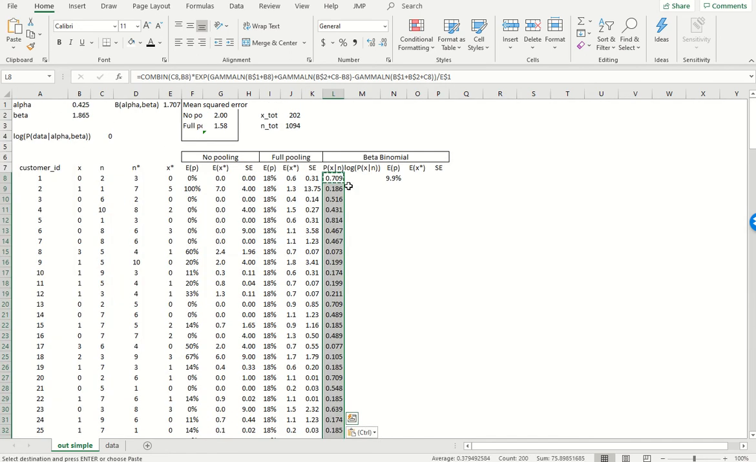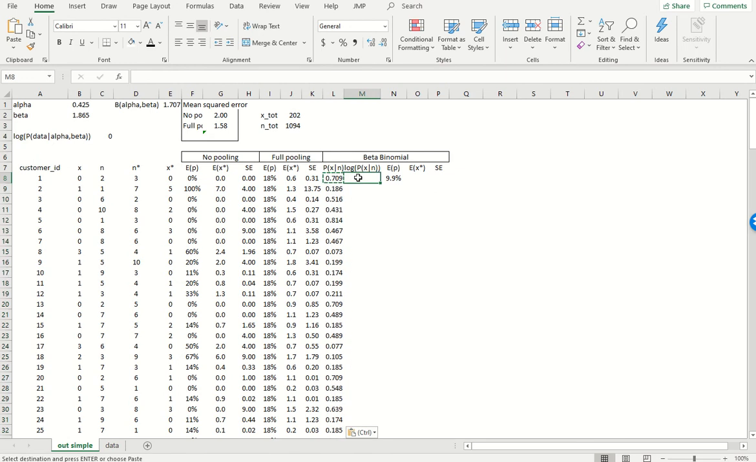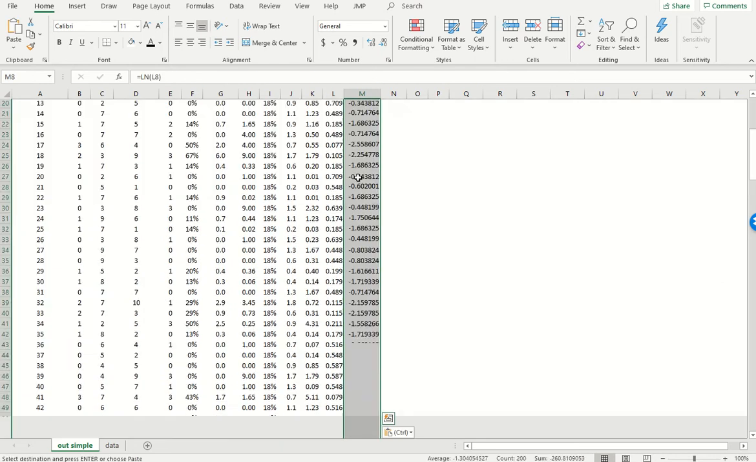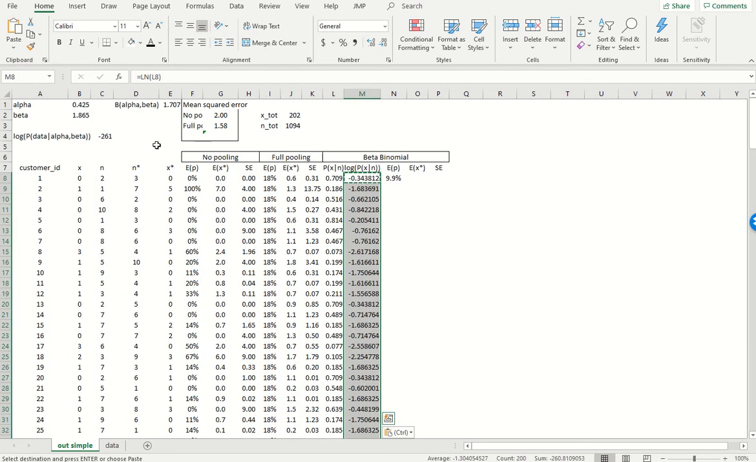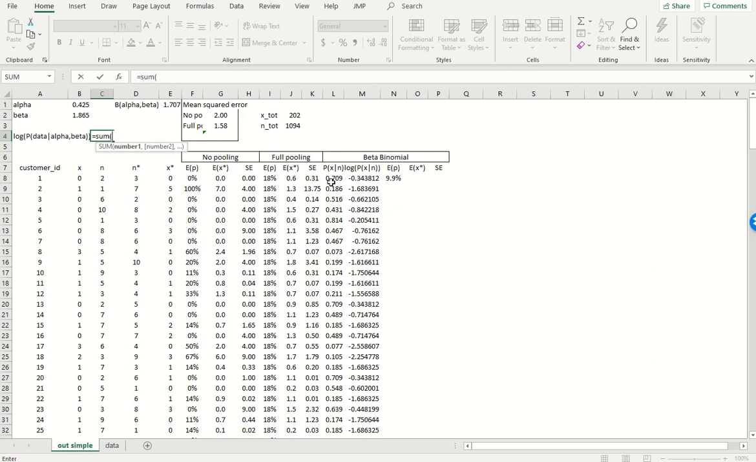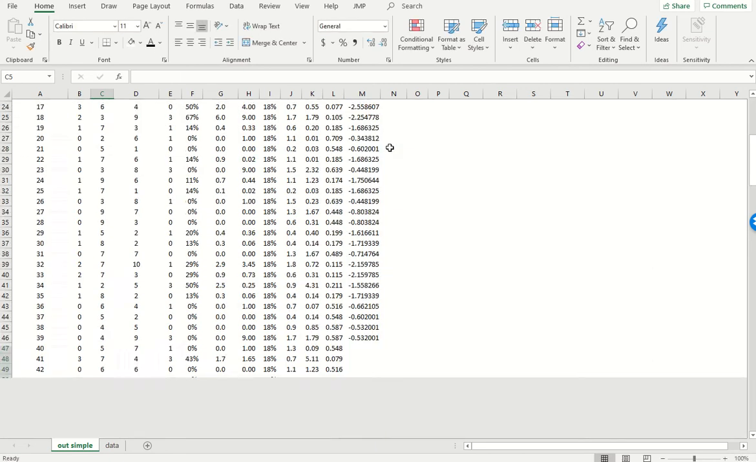So I get my probability of each customer's individual data. I take the natural log of it. That's the log likelihood of each individual customer's data. And then the log likelihood of the data as a whole is just the sum of the individual log likelihoods for each customer.